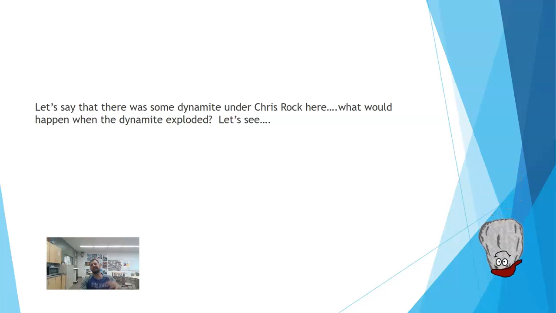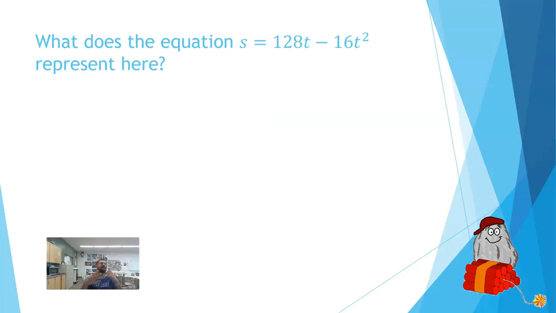So that rock goes up in the air, and then it comes back down. Now you might be saying, okay, big deal. Well, in the world of physics and in the world of calculus, there are many things that we can do when we talk about objects that are just moving in one direction, like forwards and backwards or up and down. And one of the things that we can do is write an equation like we see right here. We've got S equals 128t minus 16t squared.